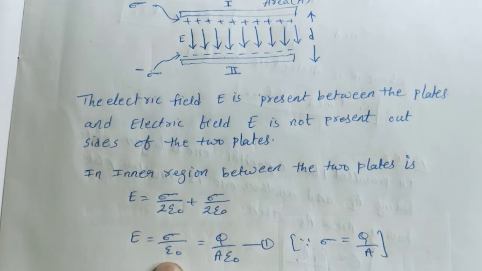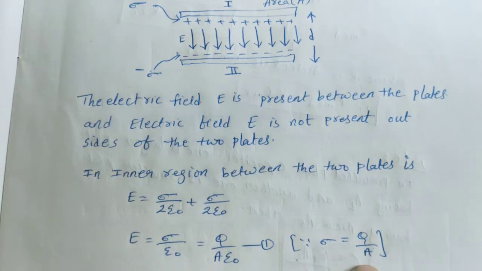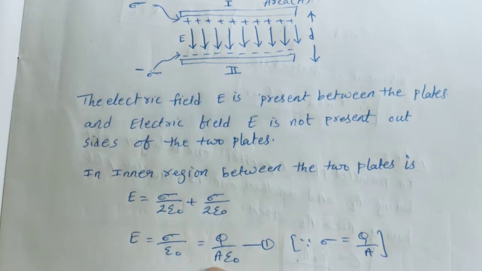Further, we know very well that surface charge density is nothing but charge per area of that surface. So sigma is equal to Q by A, that is one fundamental formula we have. Instead of sigma, we substitute Q by A. Therefore, finally, we get capital E equal to Q divided by A epsilon naught. Let us take this as equation 1.